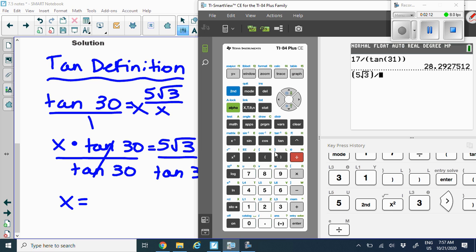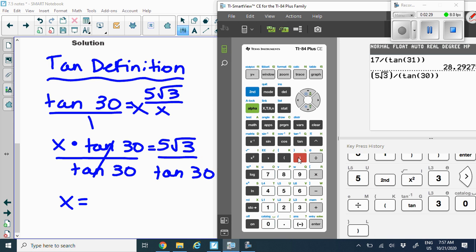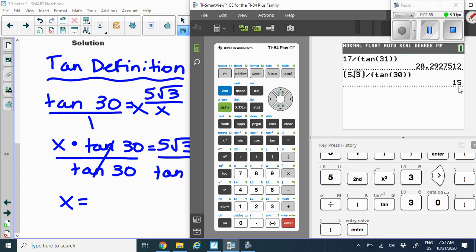Now divided by, once again, parentheses. And then we're going to do tangent. So remember to go there, you go to the x to the negative first, and then go all the way to tan. And then our angle here is going to be 30, so I put 30, and then 2 sets of parentheses, and then I press enter. And then from there, I get 15. So my x is equal to 15.